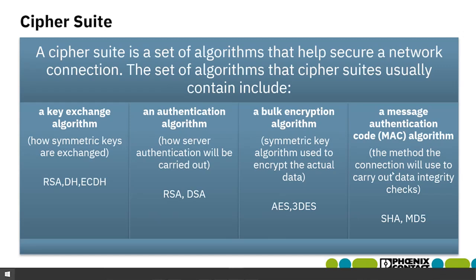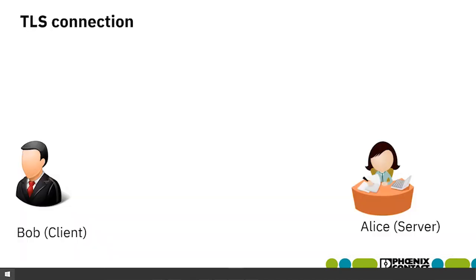And then we have an algorithm for the MAC, the message authentication code. This has nothing to do with the MAC address, so don't mix it up. This MAC here means message authentication code. So this will check the data integrity. Now, these are the main things that are inside a cipher suite. And this needs to be negotiated between the communication partners.